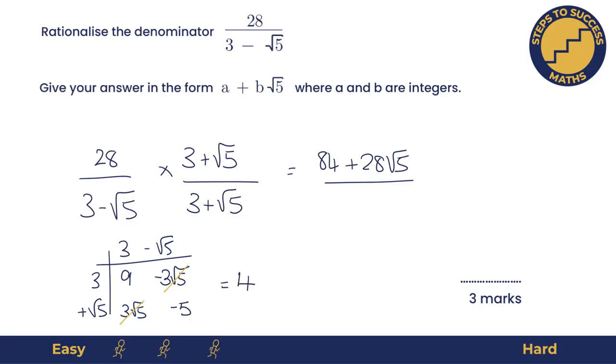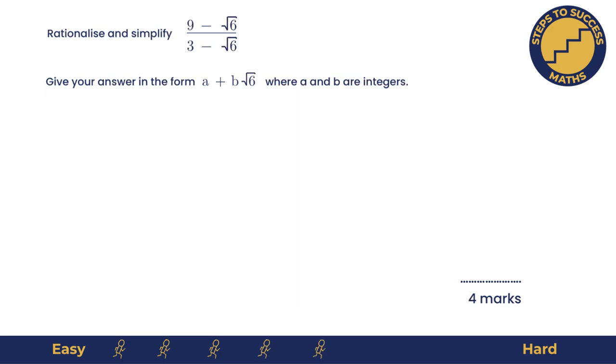So 84 plus 28 root 5 over 4, and we can divide 4 into each term on the top. 4 goes into 84 21 times, and it goes into 28 7 times. So we've got 21 plus 7 root 5. Let's look at the next one that we need to rationalise and simplify. And remember how we're going to give our answer, so we'll know if we've got it right.